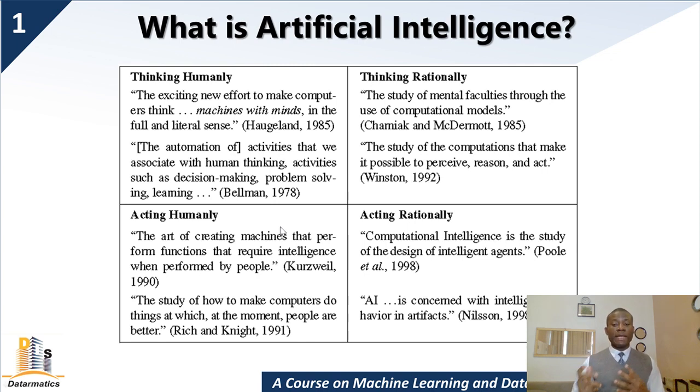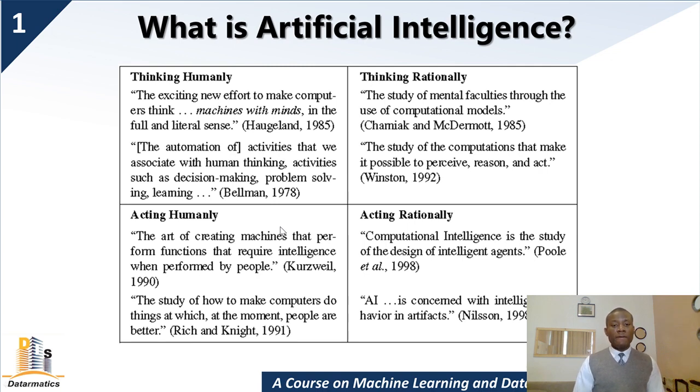But now, instead of applying it to humans, we are allowing computational systems to have some element of mental faculty like humans. Later on, when we talk about neural networks, we will see that computational systems are modeled the way biological systems like the human brain are designed. Then we also have Winston in 1992 says it is the study of computations that make it possible to perceive, reason, and act. So basically, humans have to think and then act rationally.